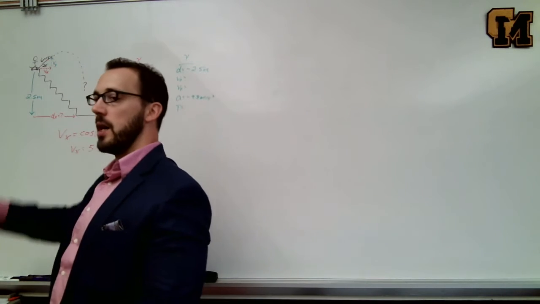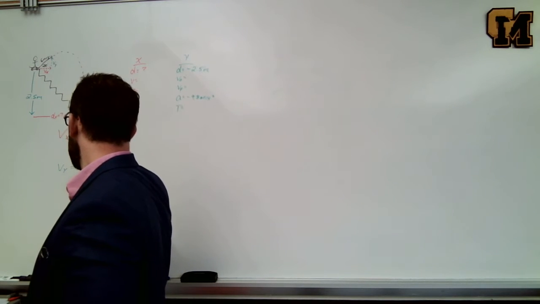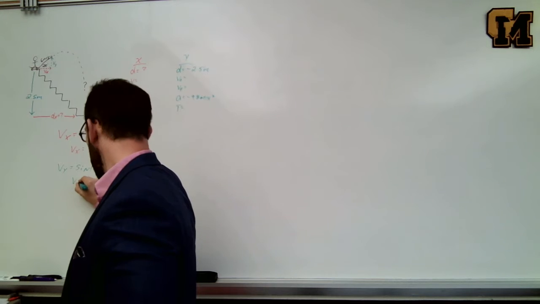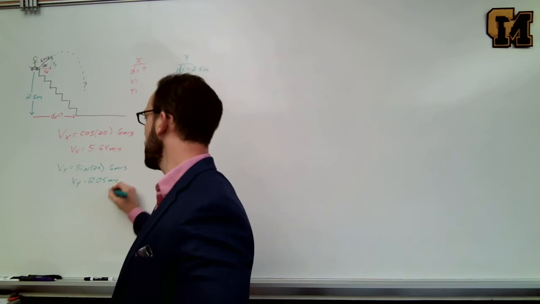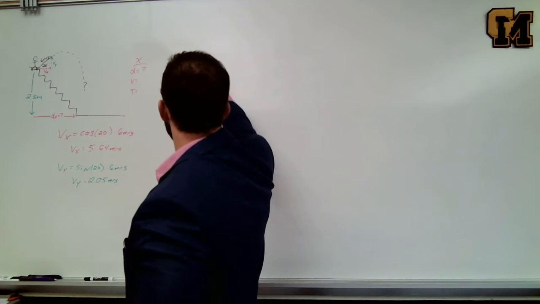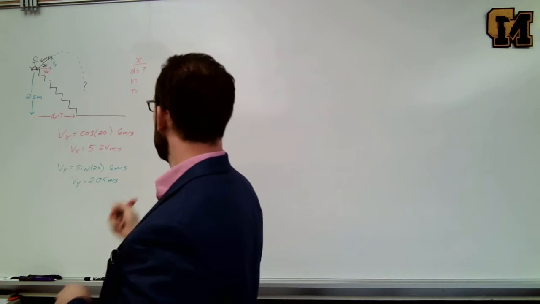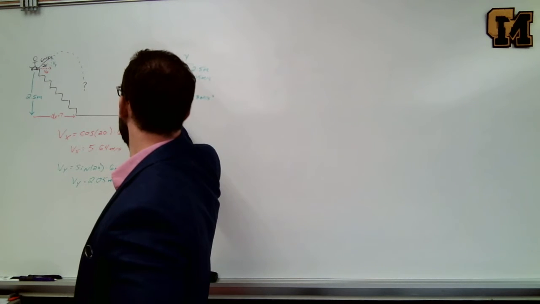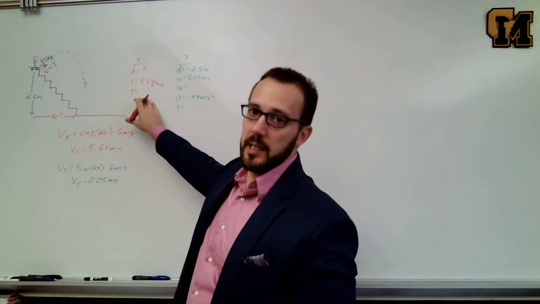In the y direction, we're going to do the exact same thing, except instead of cosine, it's on the opposite side of our triangle, so I'm going to use the sine. Velocity in the y direction is the sine of 20 degrees times 6 meters per second. When I plug that into my calculator, I get 2.05 meters per second for my initial velocity in the y. I'm going to take those two numbers and pull them out here: 2.05 for my initial y velocity, and my initial x velocity, 5.64 meters per second.